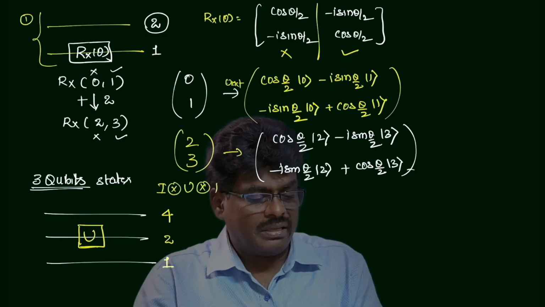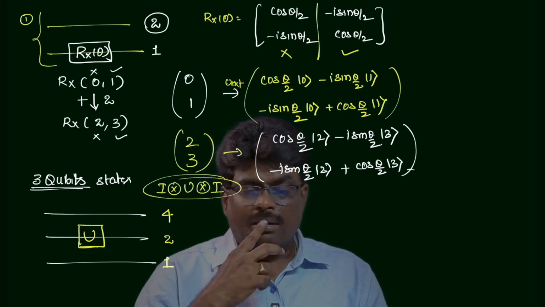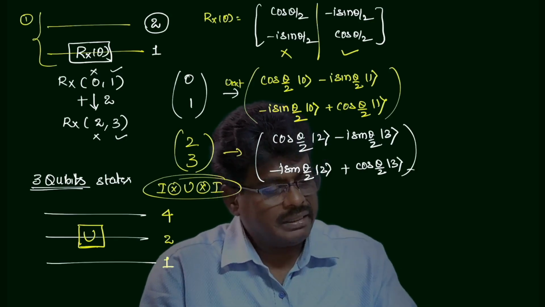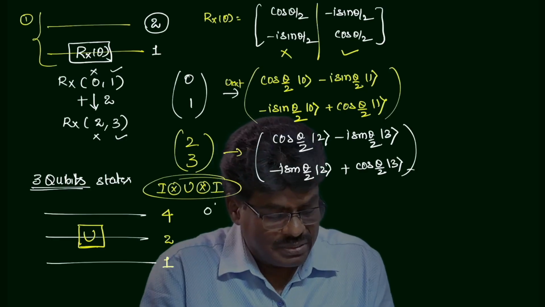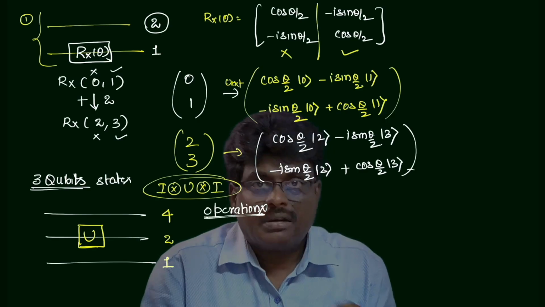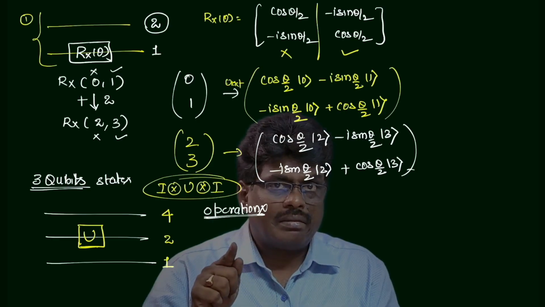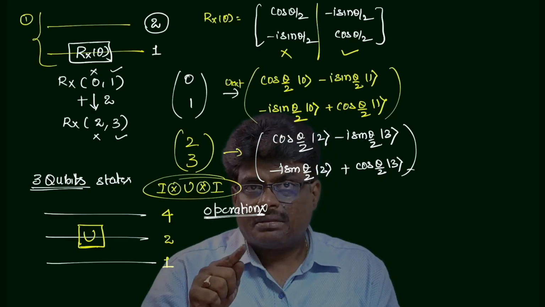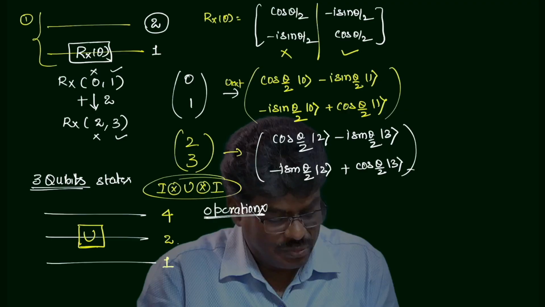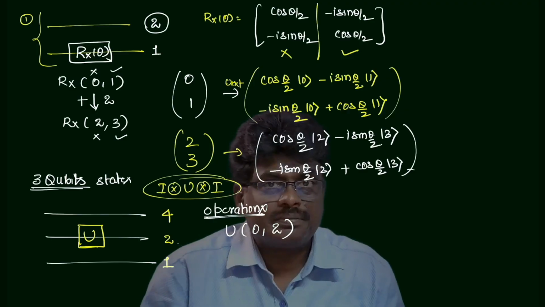This method already is there, but without finding the tensor product, we are writing here. So then how to get these operations? Now listen carefully. Always we have to take the first one as that operator U, on which state it is, the second state. That's why I am taking it as U of 0 comma 2.